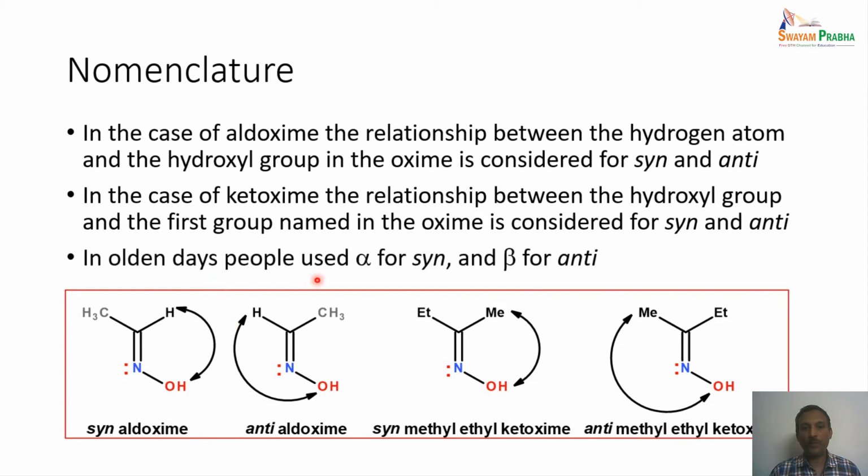In olden days, people generally used alpha for syn and beta for anti. If you are looking at very old literature, the syn aldoxime is written as alpha aldoxime, and the anti aldoxime or the ketoxime is written as beta. So this is how earlier people used to name these compounds.